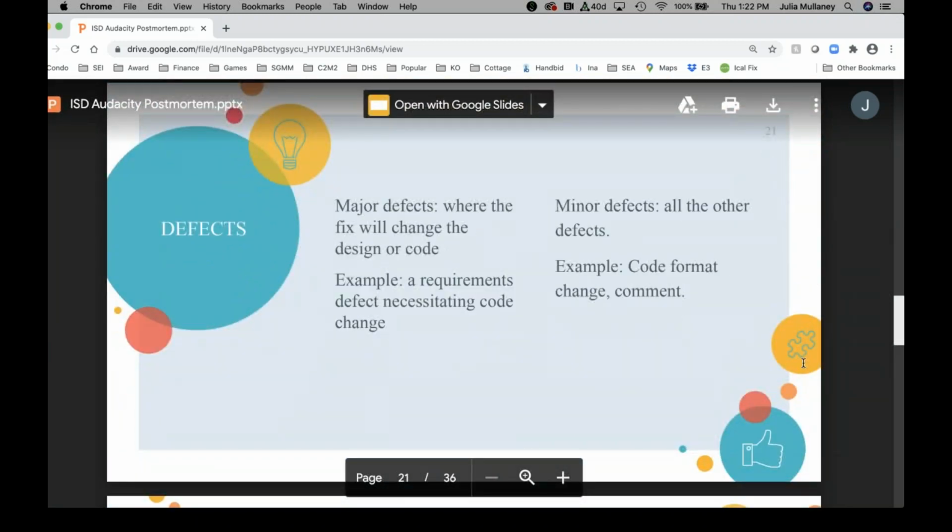This simply states what the major defects and what minor defects are. Moving on to the next slide.